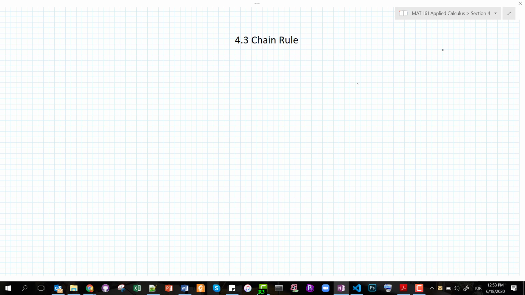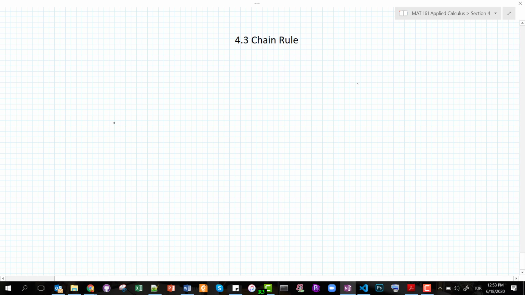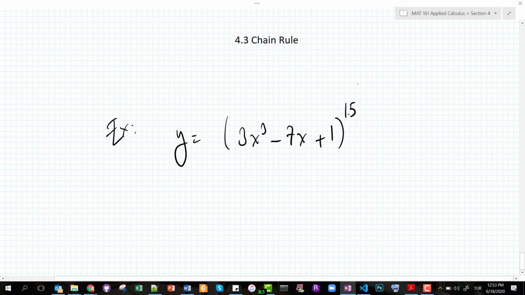And sometimes we may not be given the composite function, but we can represent the function we are given in a composition way, since it is going to be simpler to deal with. Let me give you an example of what I mean by that. Look at this example. If I gave you this function, (3x^3 - 7x + 1) to the 15. Do you see? This is a polynomial, and then you have the power 15.